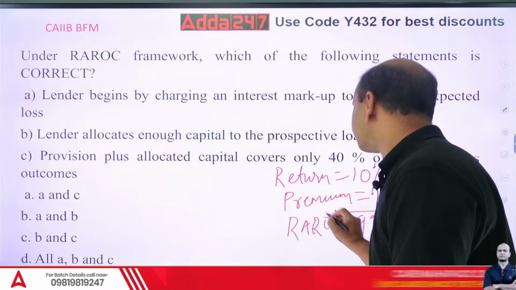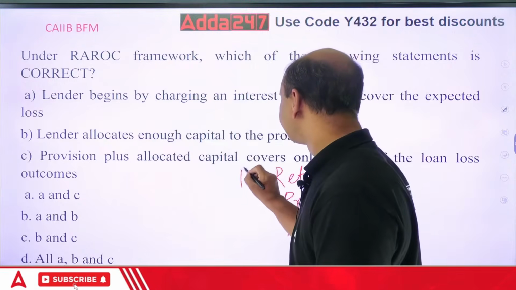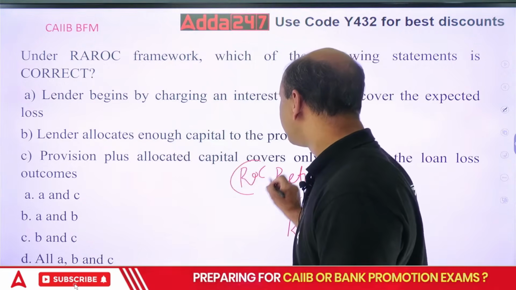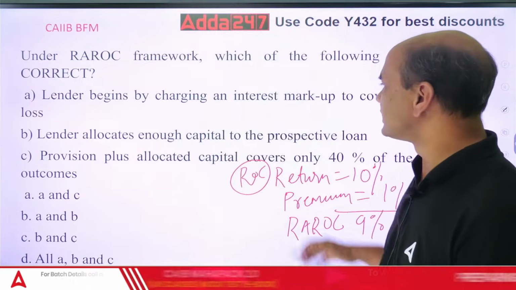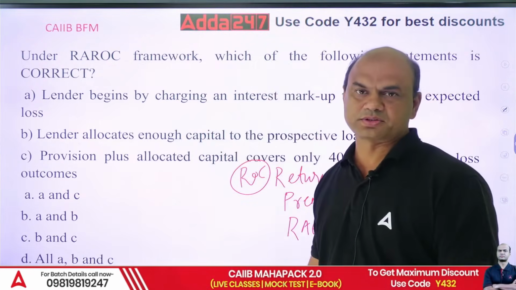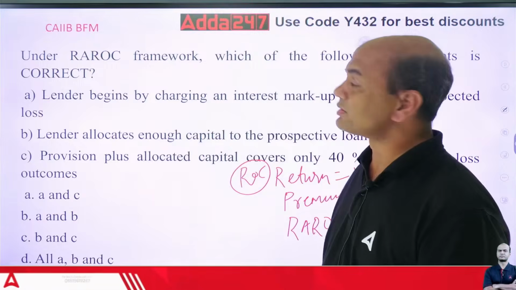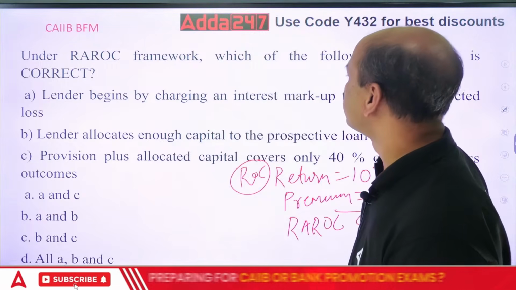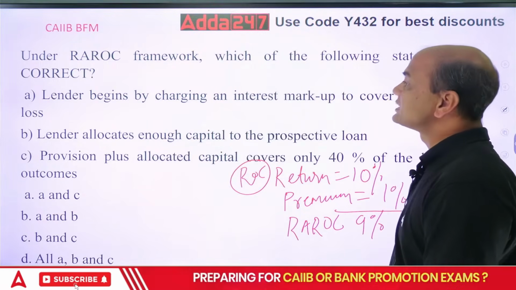RAROC. And this is my ROC. This is my ROC. So understand the concept of RAROC first. Now, what is the question? Under the RAROC framework, which of the following statements is correct?